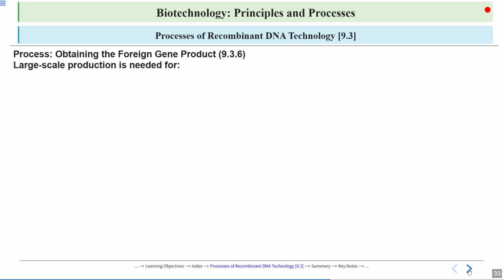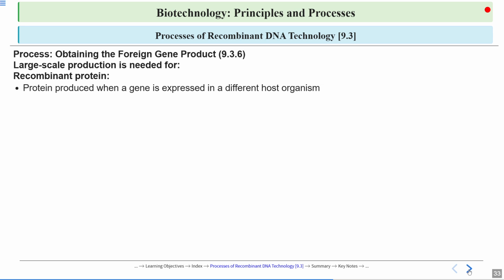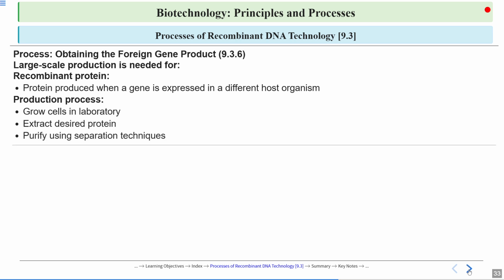So what is the process of obtaining the foreign gene product? Large scale production is needed for recombinant protein. A recombinant protein is produced when a gene is expressed in a different host organism. The production process: grow cells in the laboratory, extract the desired protein, and purify it using a separation technique. So it's again telling the same thing, that is the recombinant protein.